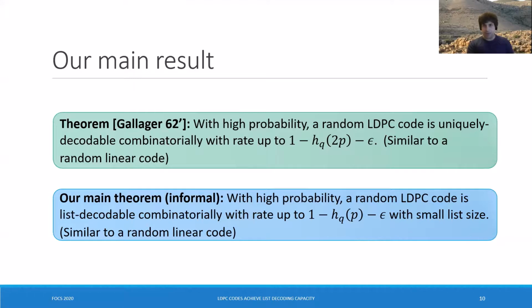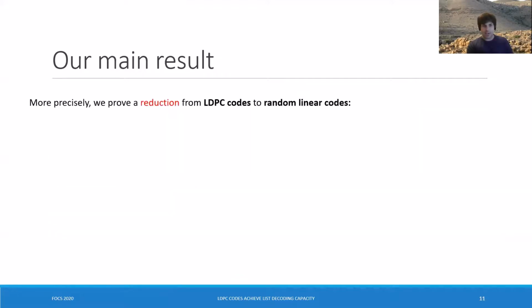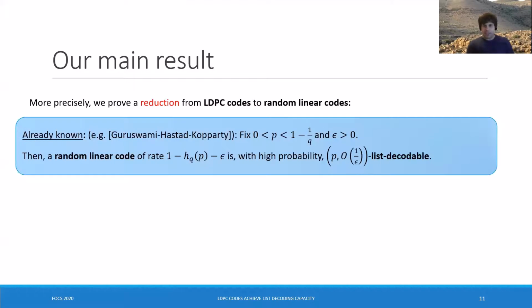So that was an informal statement of our result. Now we're going to want to state it more formally, and I'll start giving the more formal statement. And while I'm at it, I'm also going to talk a bit about our proof techniques. So essentially, our main theorem is a reduction from a question about Gallager codes to a question about random linear codes. As we stated before, it is already known that random linear codes achieve list decoding capacity with list size on the order of 1 over epsilon.